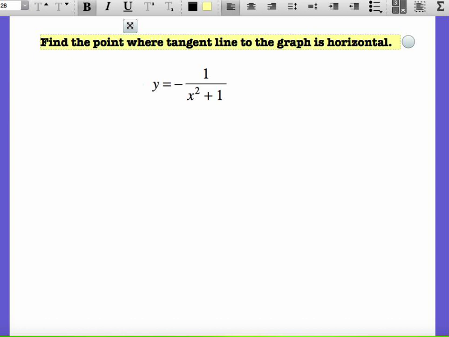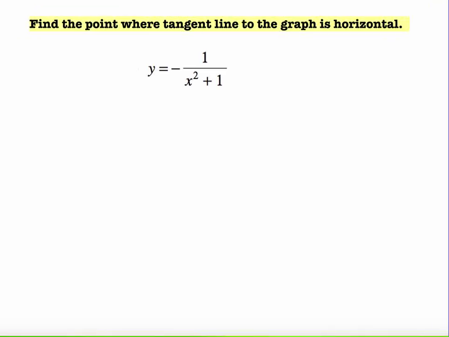So the first thing we're going to do, step 1, is find the derivative of this function. So now this is where we can apply the quotient rule, okay? Because we have a constant function, 1 over something else. So we can apply the quotient rule, which tells you to do this.